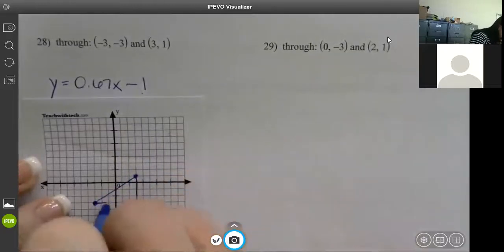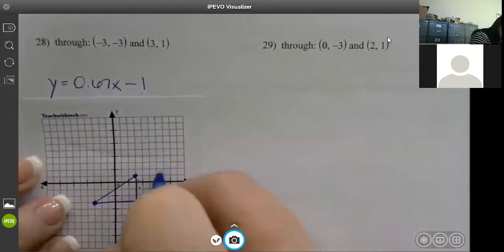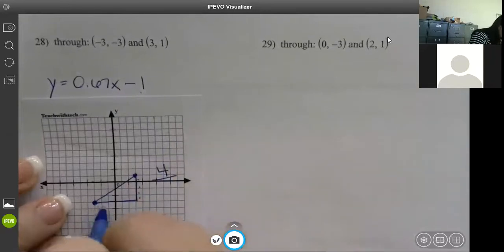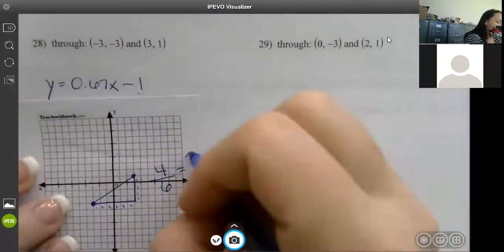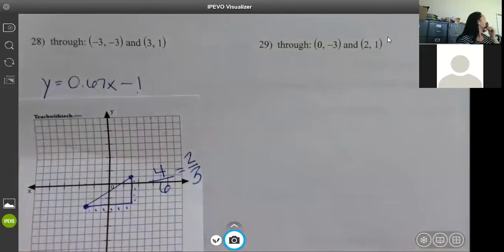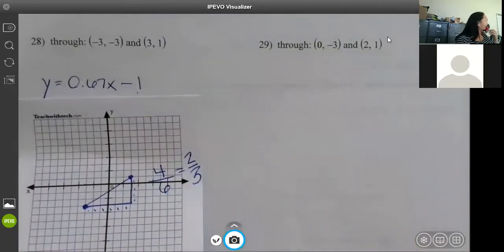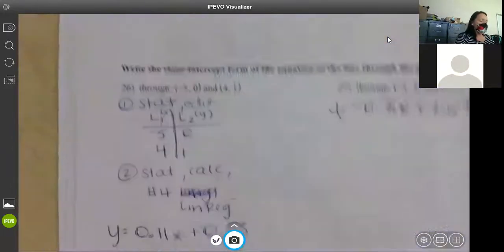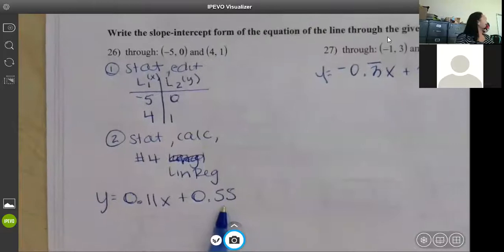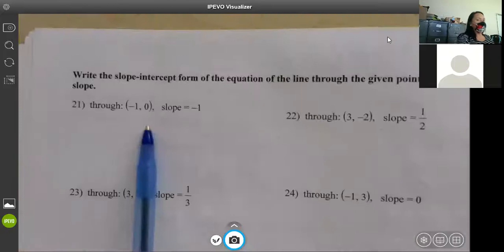And then if I do my rise and my run, my rise is 4, my run is 6. That's that 0.67. Reduces to 2/3. You can do it on your graph just like we did at the very beginning if you want to. You just got to graph the points. Okay. I'll show you another way to do it in just a minute. Because it's easy to get the slope. Sometimes it's not as easy to get the y-intercept. So like on this one, where the y-intercept was 0.55, the chances you get that are slim to none. Okay. So we'll work them like we do 21.